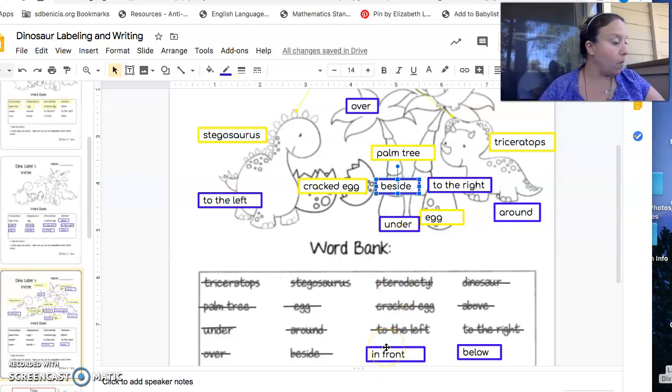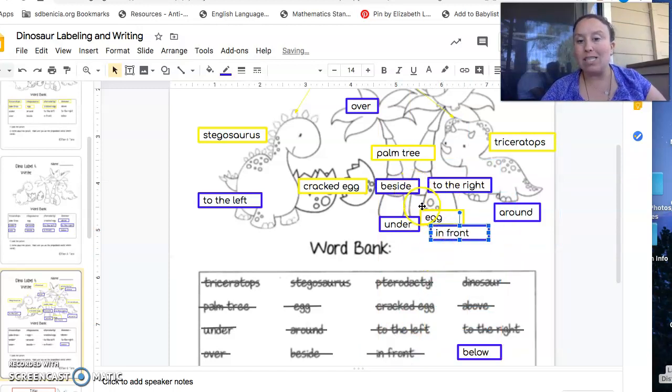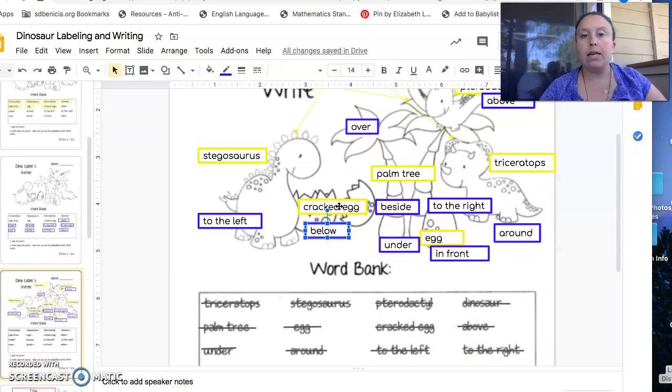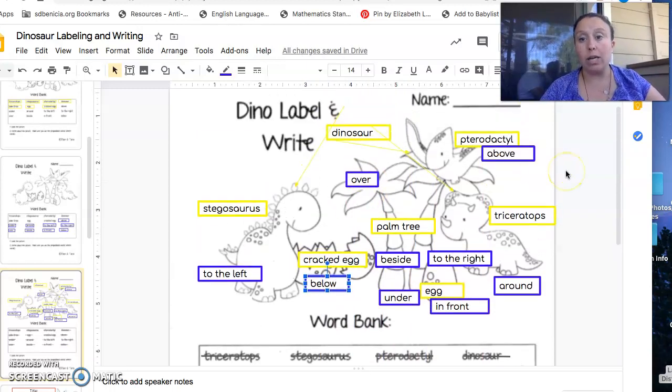Let's talk about in front. Trying to find where Mrs. Smith put that. This egg, the whole one, is in front of this palm tree. And let's talk about below. Lastly, this cracked egg is below the canopy. Now, these are not the only correct answers that you could do in this system. This is just an example. So if you're stuck on one, just use what I did.